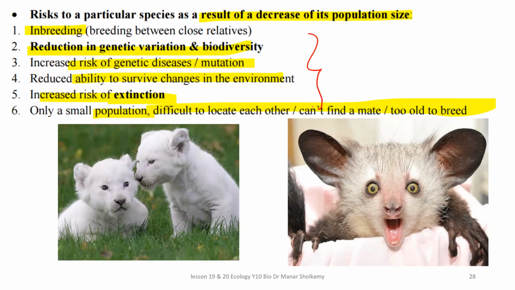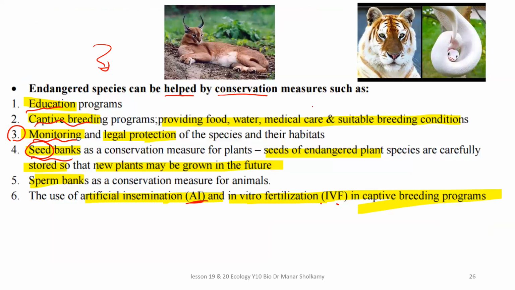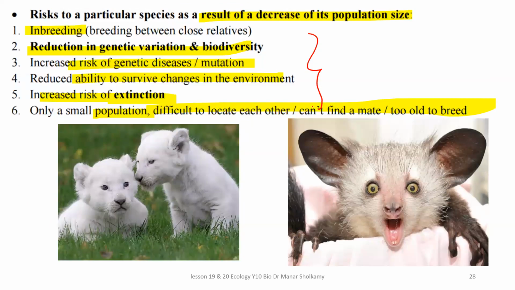What will cause extinction? What will be the result of extinction? And the other question, how can we prevent extinction? These are three different types of questions, each one out of 4 marks with different answers. If there is a decrease in the size of the population, something called inbreeding will happen. Now we need to stop a little bit at inbreeding.